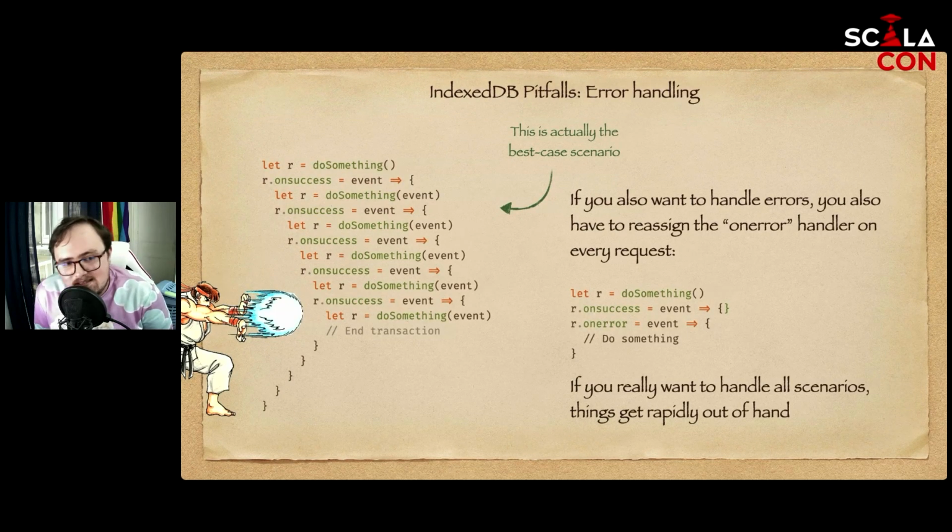So these messy nested callbacks right here are actually the best case scenario, because these assume that everything is going well. But if it doesn't and you need to handle errors properly, then not only do you need to reassign the onSuccess callback for every operation, but you also need to override the onError callback for every operation. And then it gets really rapidly out of hand.